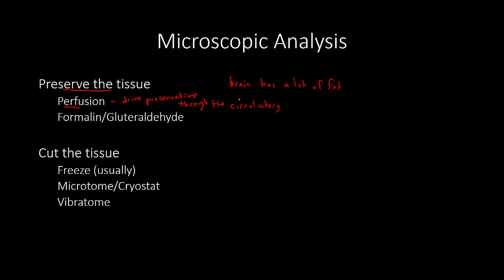So I'll take a needle and I'll put it, say, in the heart. And then I'll pump formalin or glutaraldehyde or another preservative through the needle into the heart and then through the animal's circulatory system. You saw the pictures for the blood-brain barrier. There's tons and tons of blood vessels. So when this gets to the brain, it's a great way to deliver the preservative to the brain, and it helps ensure that the brain is in good shape.